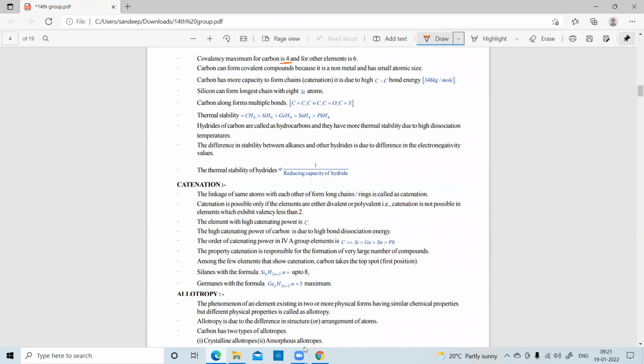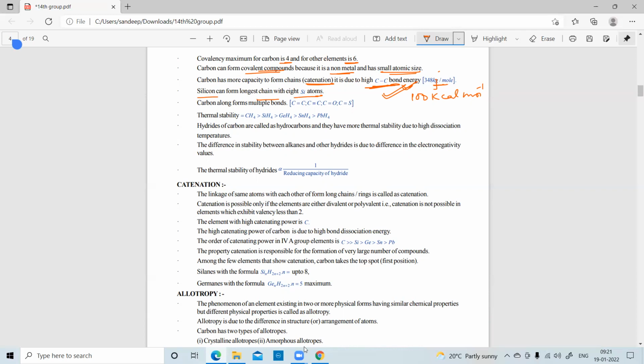Carbon shows a maximum valency of 4 and other elements show a maximum valency of 6. Carbon can form covalent compounds because it is a non-metal with small atomic size. Carbon has more capacity to form chains, so carbon shows maximum catenation property due to the higher strength of the C-C bond. This was also asked in IIT. They did not ask in kilojoule per mole, they gave approximately 100 kilocalorie per mole. So this was an IIT question. Silicon can form a longest chain with 8 silicon atoms.